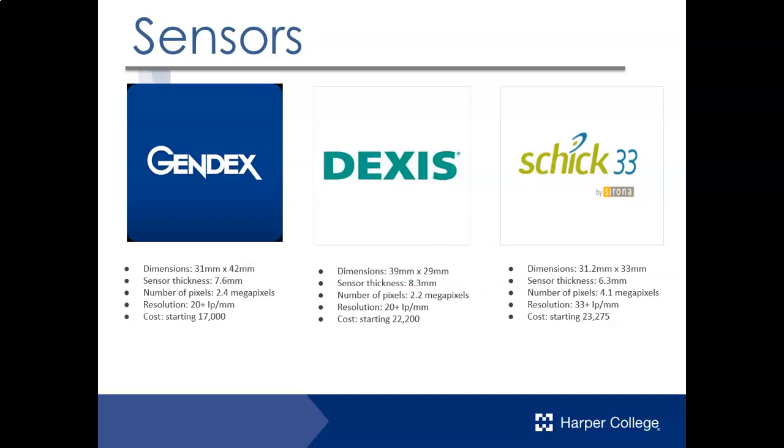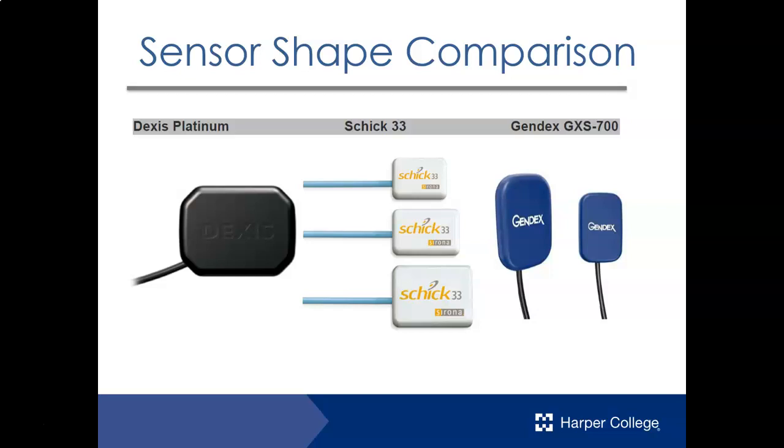Gendex, Dexis, and Schick Sirona are 3 of the most popular brands of sensors. You can see that dimensions, thickness, number of pixels, resolution, and costs vary. Schick sensors have the highest number of pixels and resolution, which contributes to a sharper, more defined image. You can also see there are differences in shapes and size. Dexis has only one sensor with beveled edges that many clinicians find easiest to use. Schick has 3 sizes, a 0, 1, and 2. Gendex has 2 sizes with rounded edges.